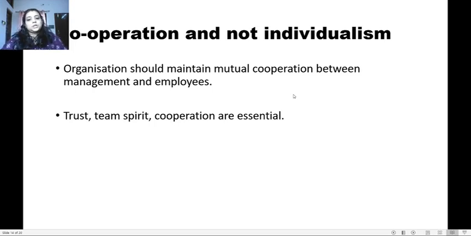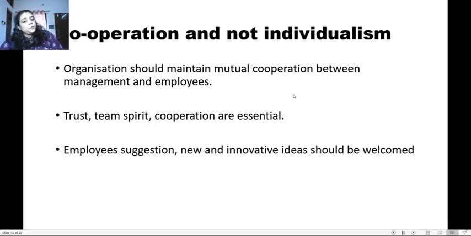So cooperation is essential. Employees' suggestions, new and innovative ideas should always be welcomed by the managers.